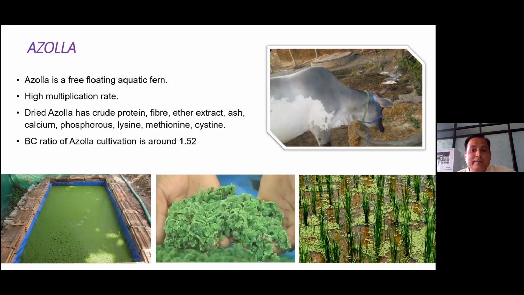It can be added in the vermicompost unit, and then you will get an enriched vermicompost product. Likewise, if we simply spread it over the paddy area, it will cover the whole surface within a few days, and definitely it will reduce the water evaporation rate. Then it will check weed growth. There will be no weeds where we have azolla. And after completion of the paddy crop, the whole azolla remaining on the soil surface can be incorporated, adding a very good amount of nitrogen to the soil system.